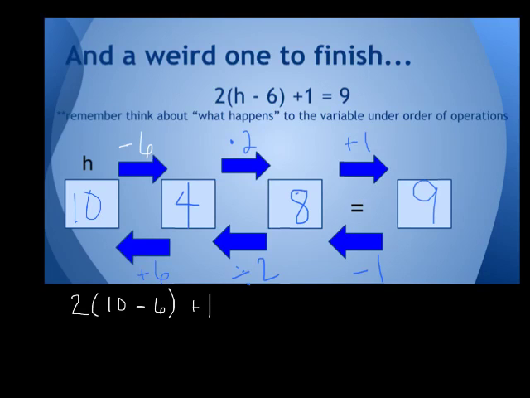So you see what I did? Going back to the original equation, instead of an h, I wrote a 10 because that's what I solved to find. 10 minus 6 is 4. So I get 2 times 4 plus 1 equals 9. 2 times 4 is 8. Running out of room down here. 8 plus 1 is 9. We do know that 8 plus 1 is 9, so that means that we got it right.